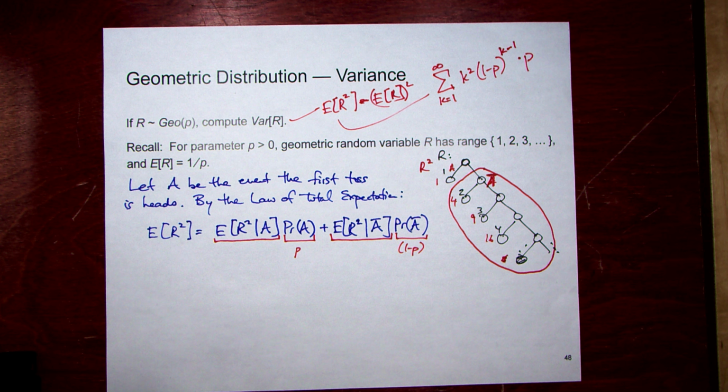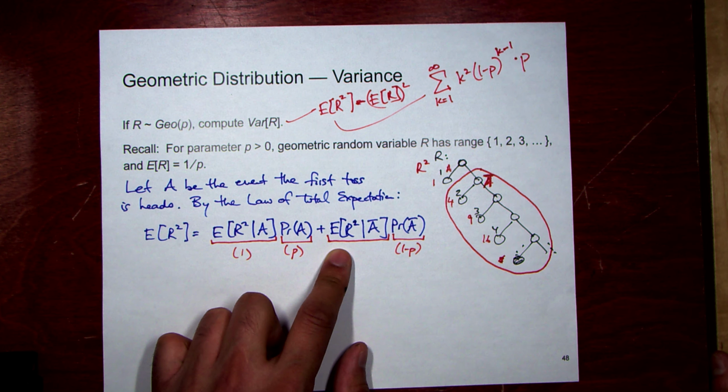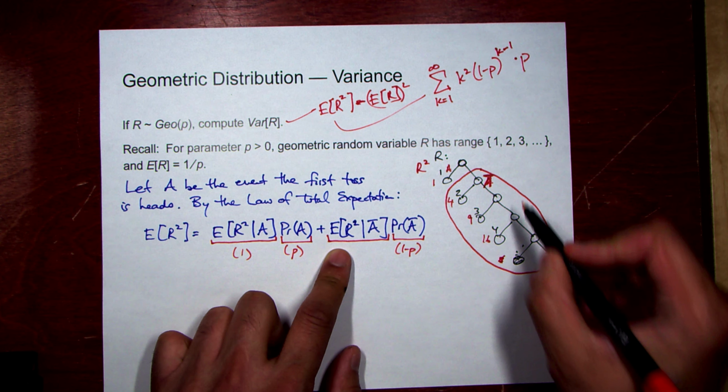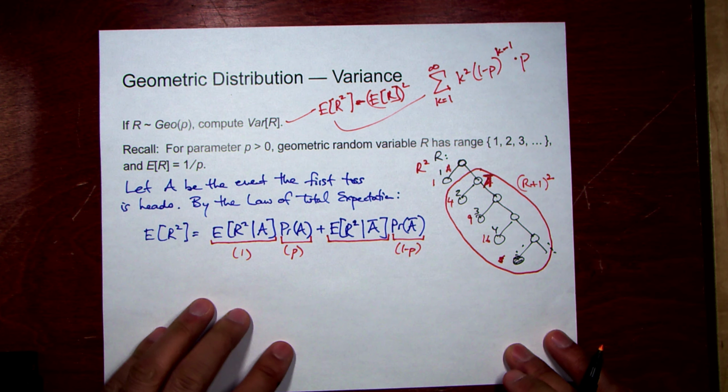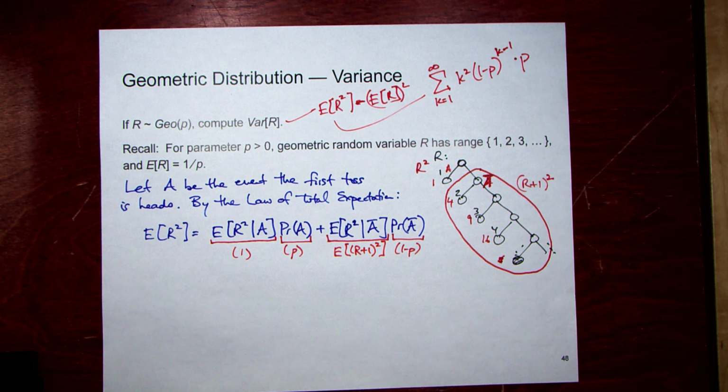The expectation of r squared if the first toss is tails is this tree. And if you look at what the values are in relation to r, r has gone up by 1 because you're 1 level lower, and you square the value. Okay, so essentially the value in this subtree is r plus 1 squared. So when we take the expectation of that, it's going to be the expectation of r plus 1, all squared.